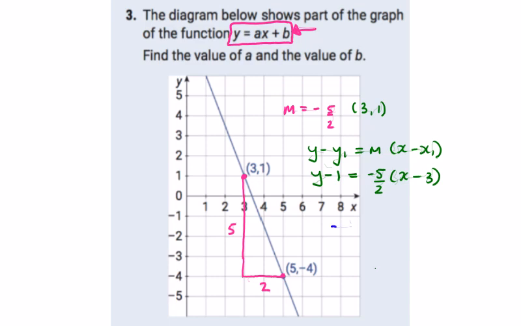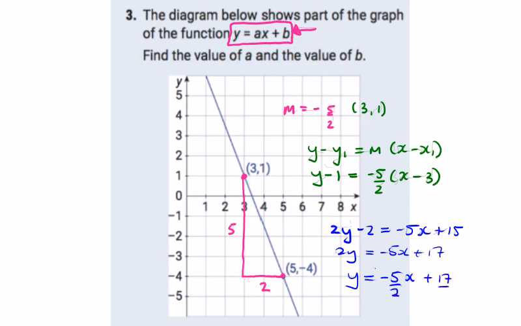Multiplying across by 2, just to keep it consistent to what we always do: 2y minus 2 equals -5x plus 15. So 2y equals -5x plus 17. And in the format they want, y is equal to -5/2 x plus 17/2. So a, our slope in this case, is -5/2, and b is equal to 17/2, which is 8.5. And if we continued this line along this way, it would cross over at 8.5.